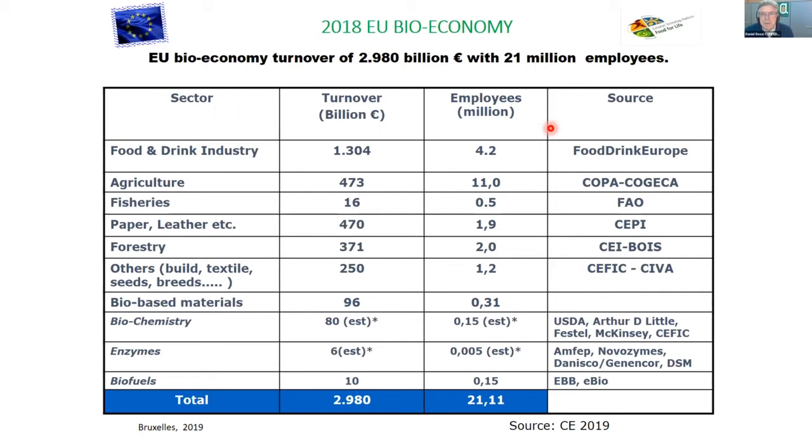In terms of employees, on the right side, you may see that the food and drink industry represents more or less 4.2 million employees, and agriculture 11 million. Fishery is a very small part, but paper and leather, forestry, and other non-food sectors represent more or less 5 million employees. So it's a very, very important sector. It's the most important sector in Europe.